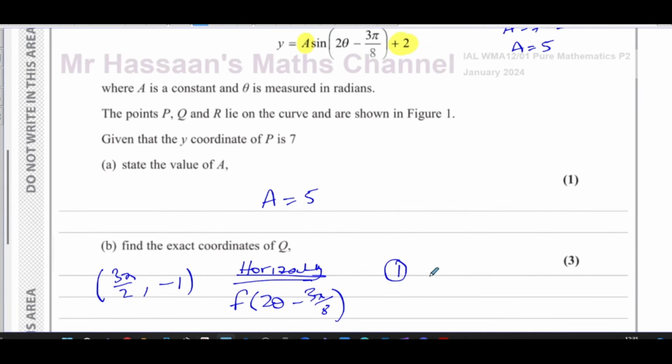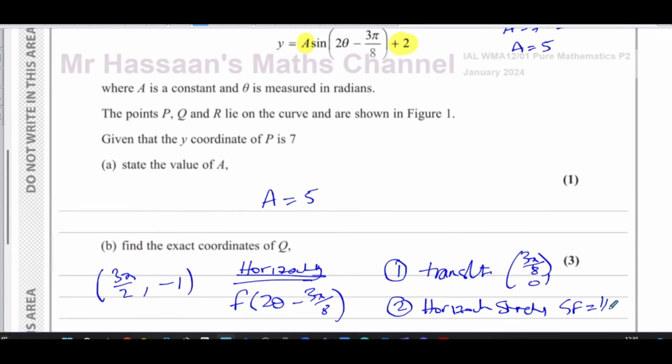That means it's going to be a translation of the vector 3 pi over 8, 0 to the right. That's the first thing that happened. And secondly, you're going to have a horizontal stretch. And the scale factor, sorry about my bad writing here, is going to be a half. It's always the opposite. So you have a horizontal stretch.